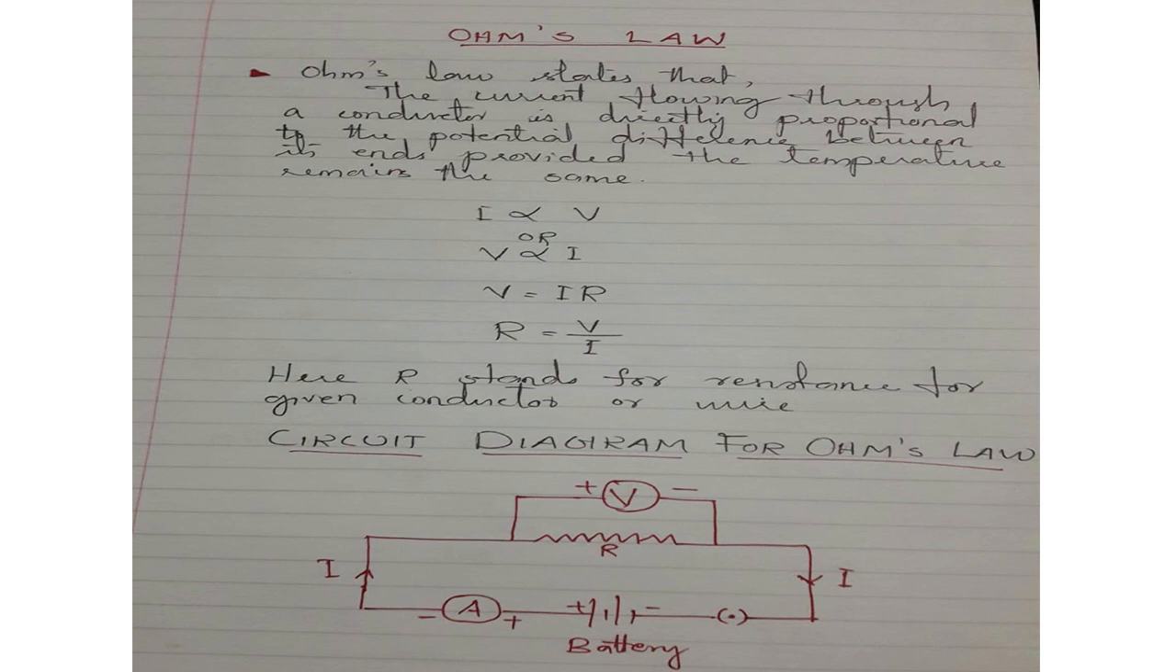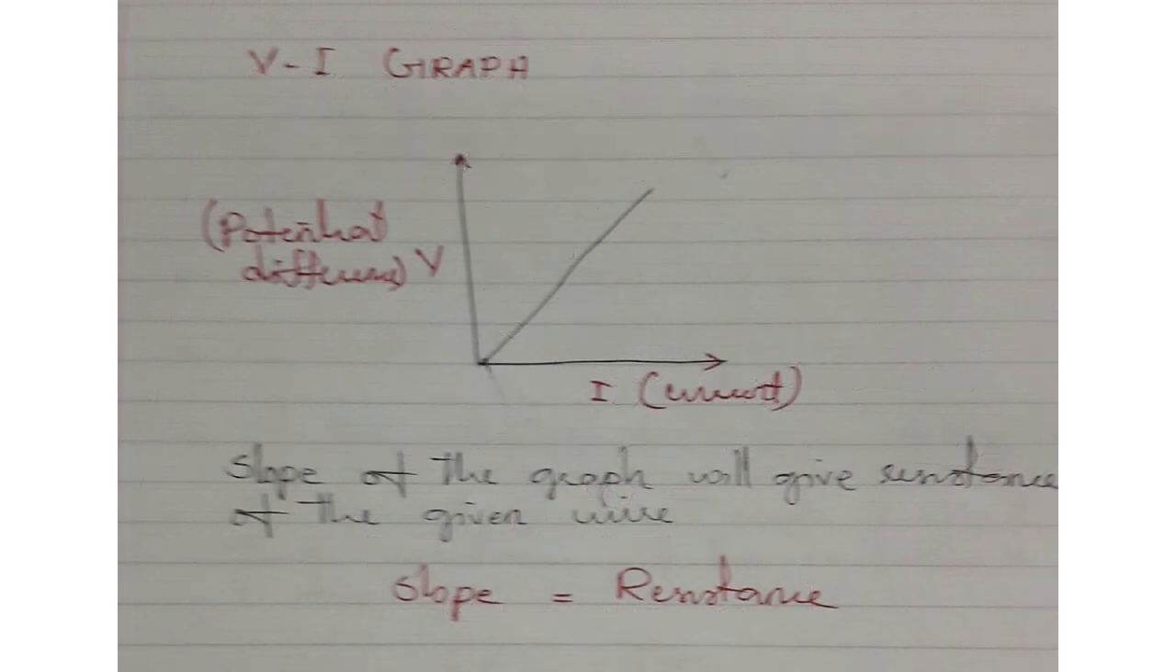And by using these readings, we can plot a graph by taking potential difference along y-axis and current along x-axis. Then we can see that the graph is a straight line which is upward showing. So the graph between the potential difference and electric current by using Ohm's law is a straight line graph.